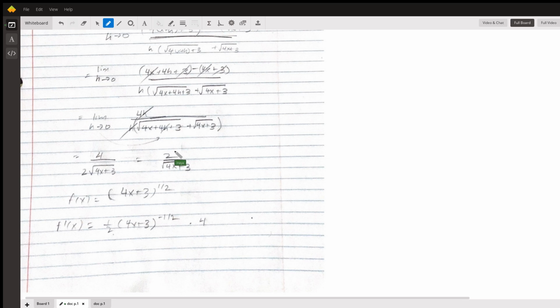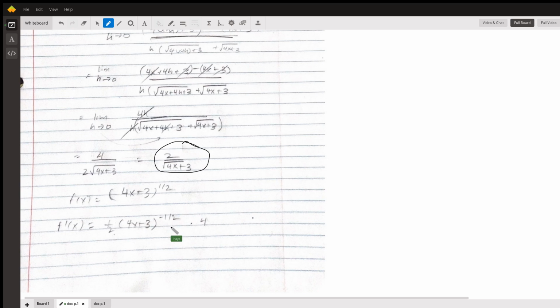Then you're left with this fraction right here, and I did it the way someone else did it in the comment, the chain rule, and you get the same answer. I should have simplified it: 4 over 2 is 2, so the answer is 2 over the square root of 4x plus 3. I hope that helps.